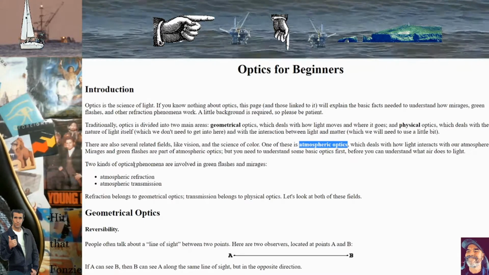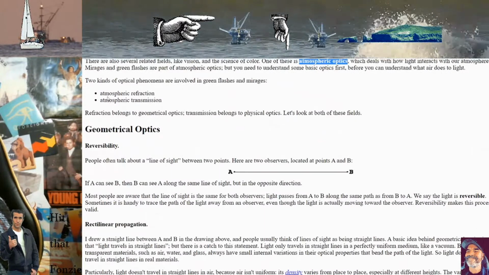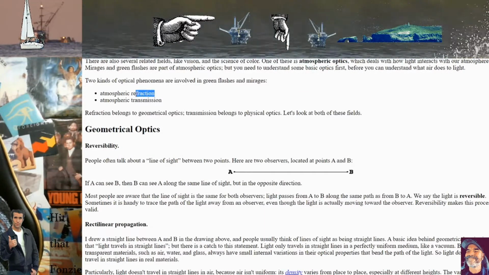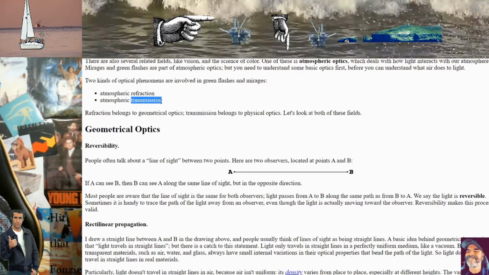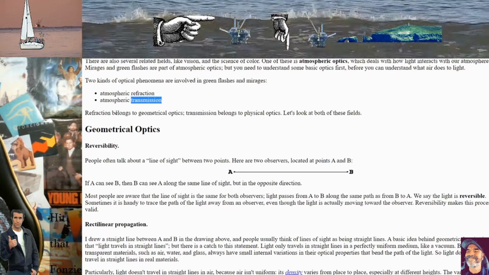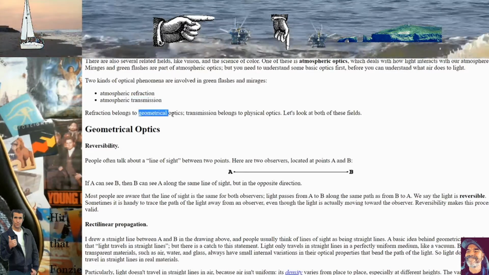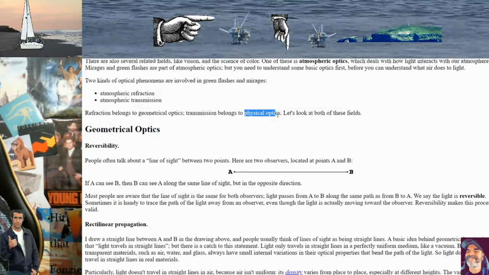Two kinds of optical phenomena are involved in green flashes and mirages. Okay, there's atmospheric refraction and atmospheric transmission. Refraction belongs to geometrical optics, and transmission belongs to the physical optics.